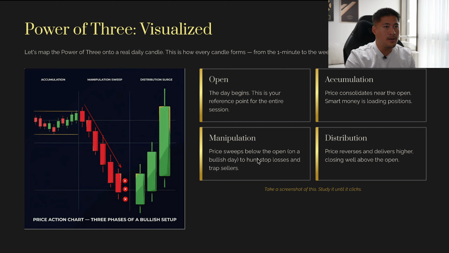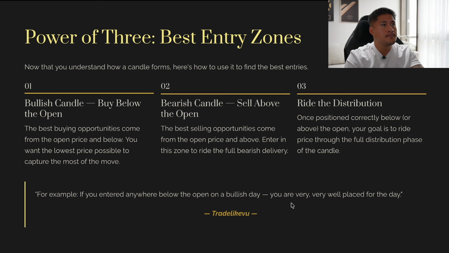Price sweeps below the open on a bullish day, just like in this example, to hunt stop losses and trap sellers into sell positions. And then you simply wait for the distribution. Price reverses massively and delivers higher, closing well above the open. Please take a screenshot of this and study it until it clicks, because this concept is very, very important to understand. Now, let's go ahead with the power of three and the best entry zones.